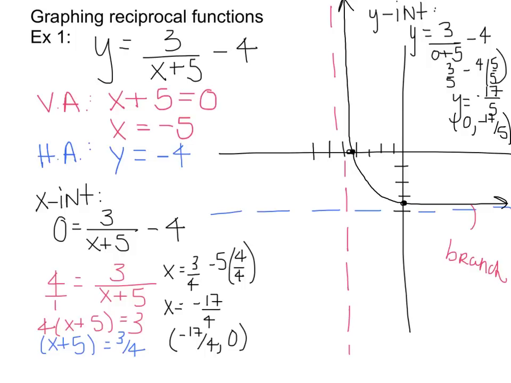So let's see if I can find a spot to write that in. So y equals 3 divided by x plus 5, minus 4. I'm sorry, let's start with -6. Let's plug in -6, and then we'll do -7. So -6 plus 5 is -1. 3 divided by -1 is -3. And -3 minus 4 gives me -7. So it's the point -6, -7.